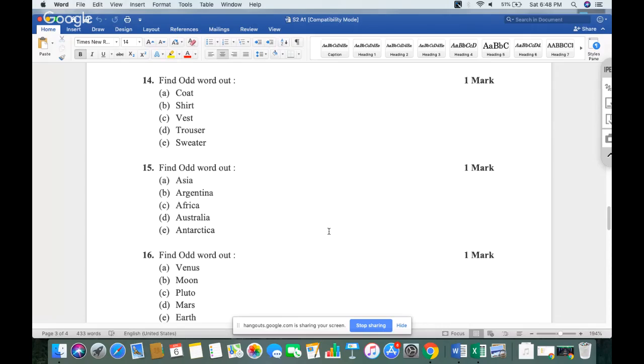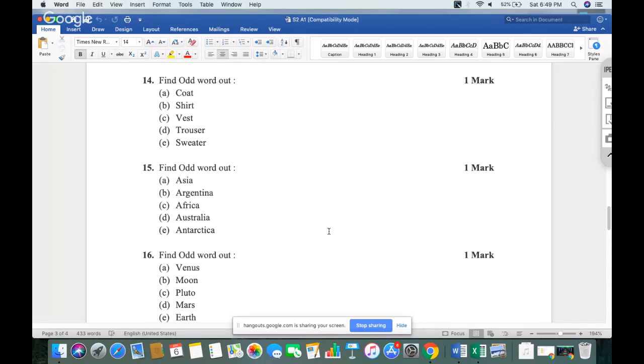White trousers. Give me an explanation. White trousers in question number 14. Yes, that's right. Trousers are worn on the lower part of the body. Coat, shirt, vest, and sweaters are worn on the upper part of the body. So that's why trouser is the right answer here. Question number 15 is easy.